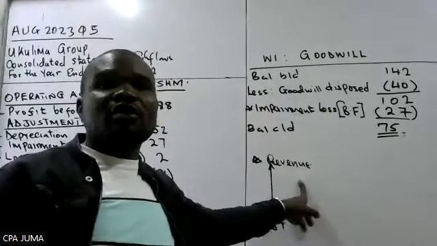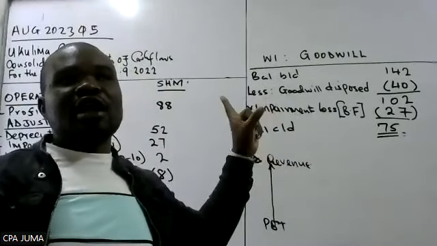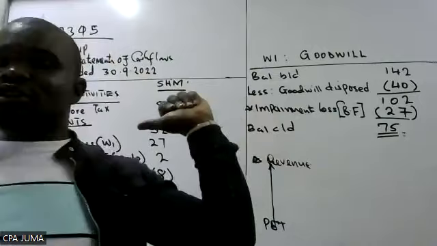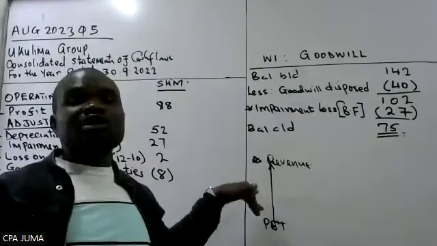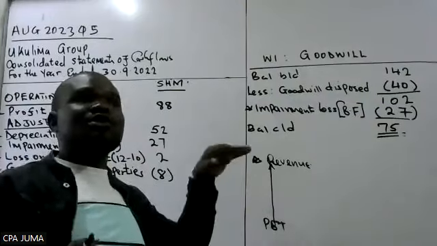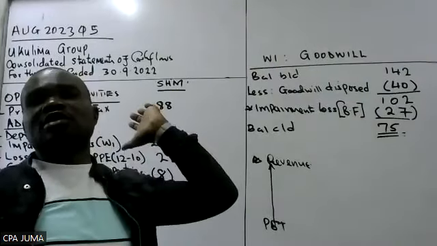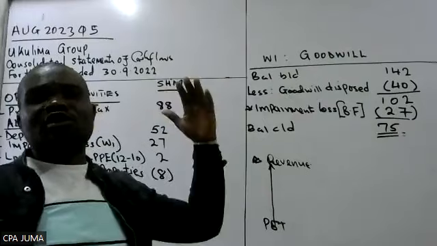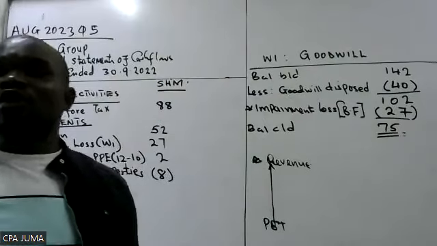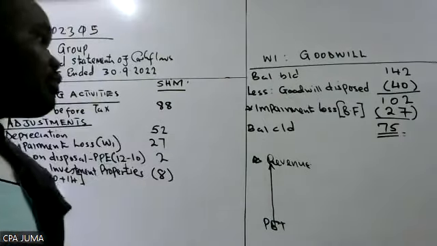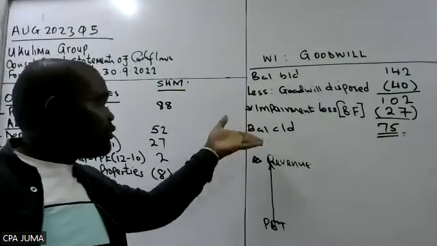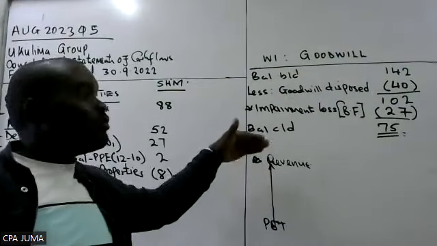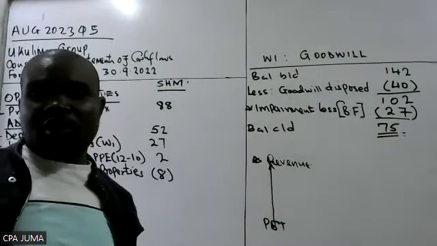Operations appear as four items: revenue itself, cost of sales, admin, selling and distribution. Anything captured here which is not part of those four, yours is to check whether it was added, you subtract. If it was subtracted, you add. You don't even struggle. You can start from PBT going up or from revenue coming down. Let's start from revenue coming down.